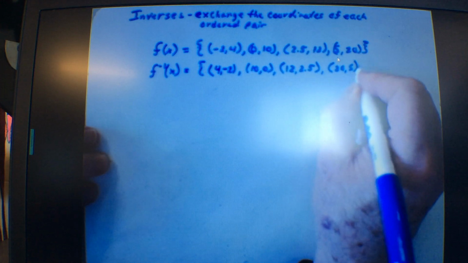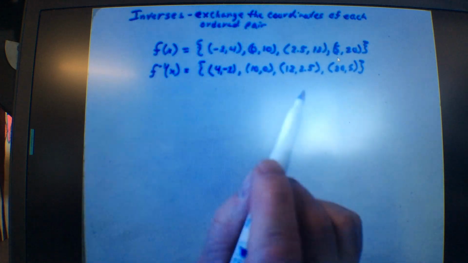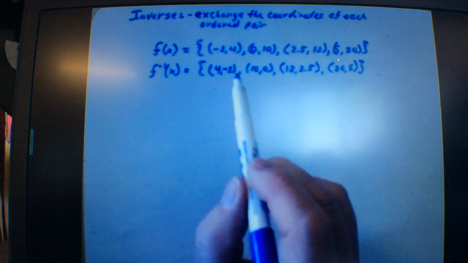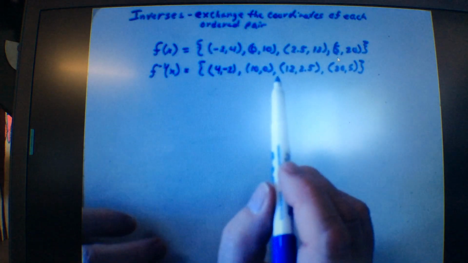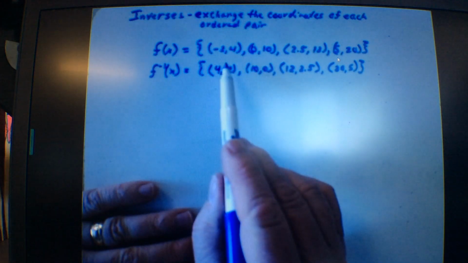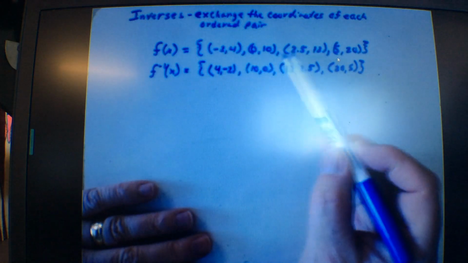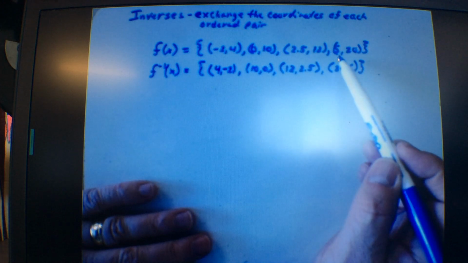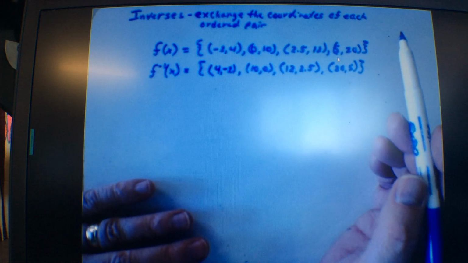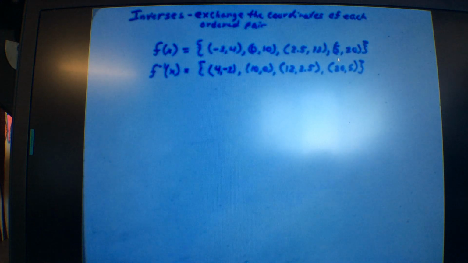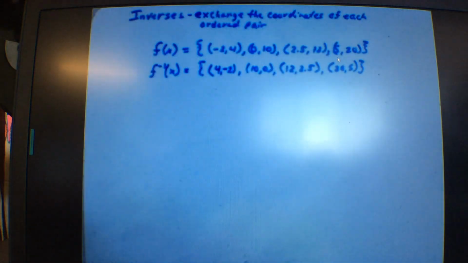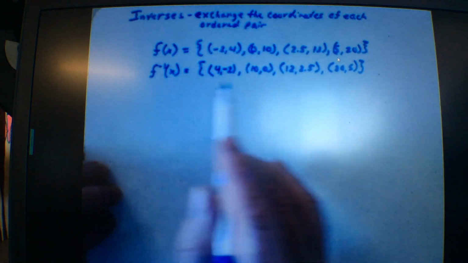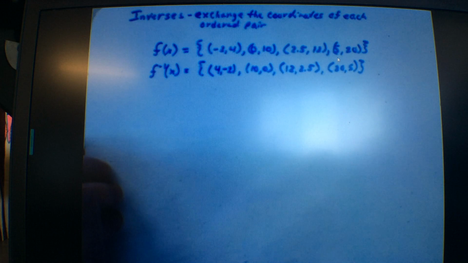Now, what's really strange is I give these on tests and things, and a student will be exchanging them, and then for some reason they'll write the exact same point that's above. So it's really easy to do, and I've seen a lot of kids miss this on the quiz or test by doing that.